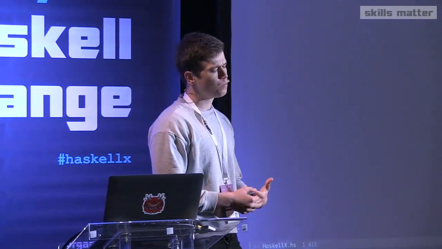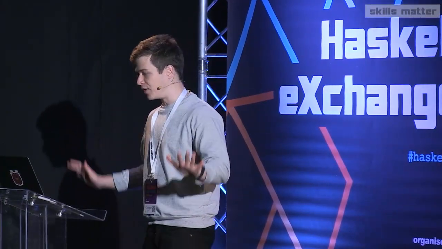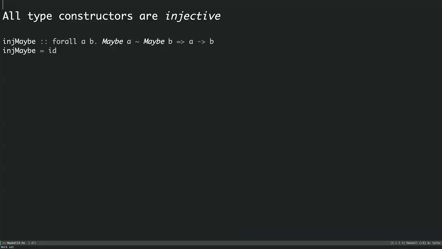So something that maybe we don't really appreciate whenever we just write Haskell programs on a daily basis is that type constructors are actually always injective. Every type constructor in Haskell is injective. And what I mean by that is, we have a function injMaybe, which in the context has an equality between Maybe a and Maybe b. The type of the function is that it takes an a and returns a b. So we know that Maybe a is equal to Maybe b, and we go from a to b.